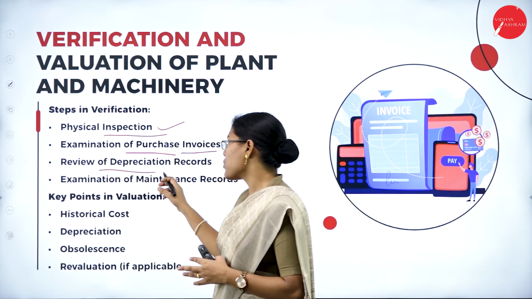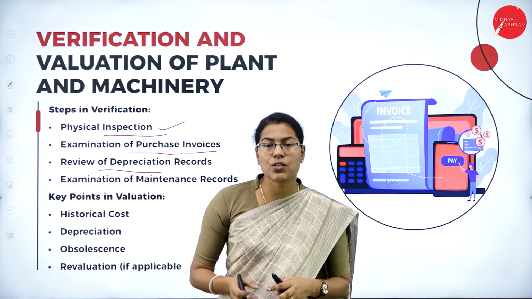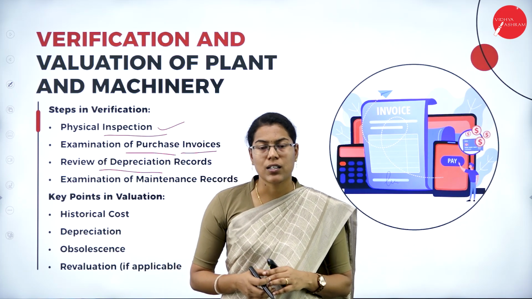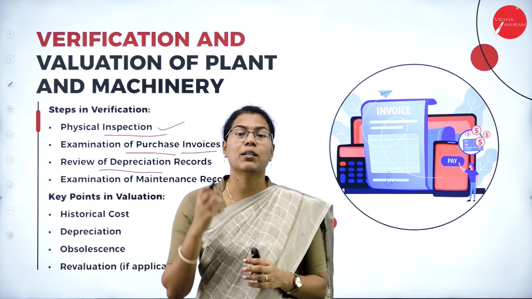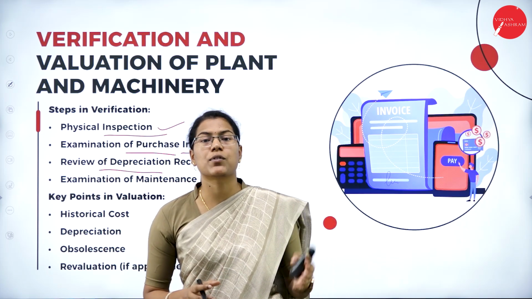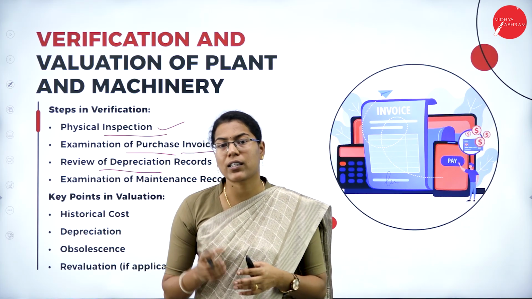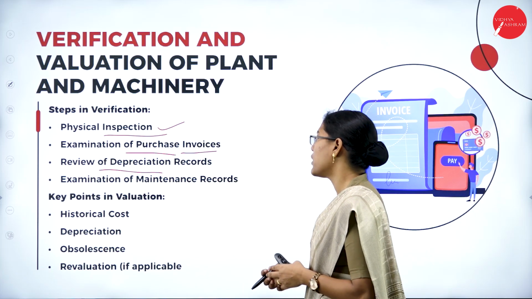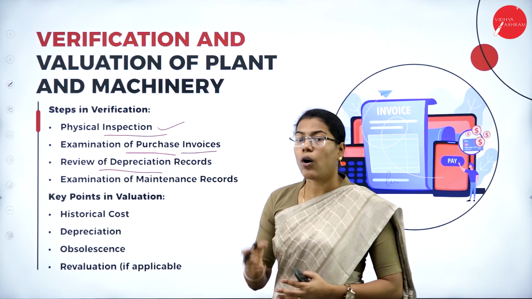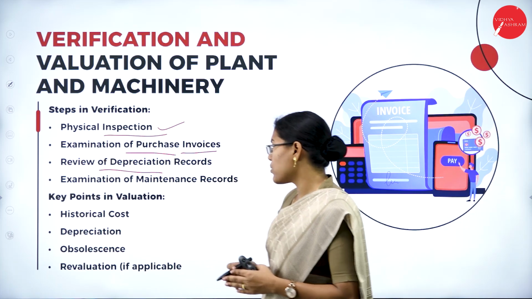The auditor has to review the depreciation records. So the depreciation is the value that is deducted based on the useful life of an asset. So he has to check for whether the depreciation is deducted or not, because machineries are subjected to wear and tear or obsolescence. So based on that, whether the depreciation is calculated and whether the machinery has been depreciated or not, or whether the methods that are used to calculate the depreciation is right or not.